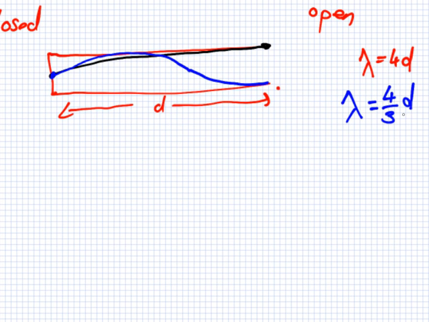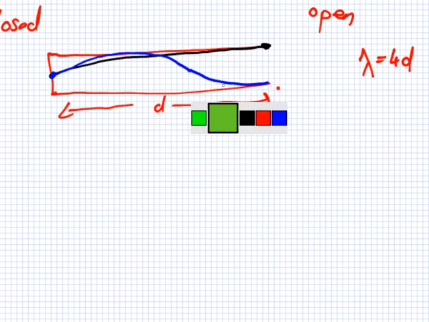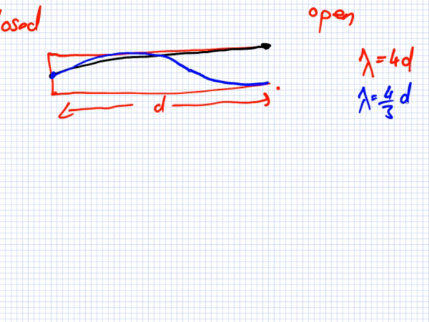Okay, let's go back. Look at the black wave. How much of the black wave fits in the pipe? A quarter. So the wavelength is 4D because a quarter fits inside. The blue wave, how much fits inside? 3/4. So the wavelength is 4/3D. Because it starts in the middle and goes up to the top, back to the middle, and down to the bottom, but it doesn't go back to the middle. So it's only 3/4.